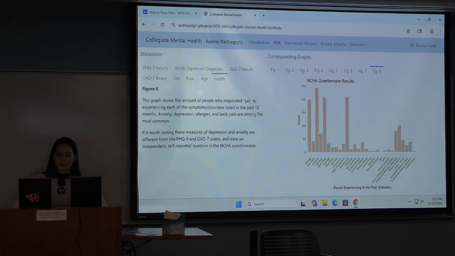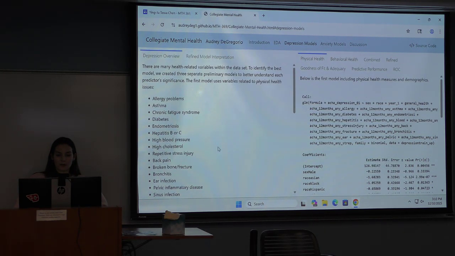And then this is a distribution of the general health indicators. As you can see, anxiety and depression are some of the highest, and all of the other ones, other than allergies, are more common. It's important to keep in mind that there are not a ton of reports for certain disorders, and that could affect some of the results as well.